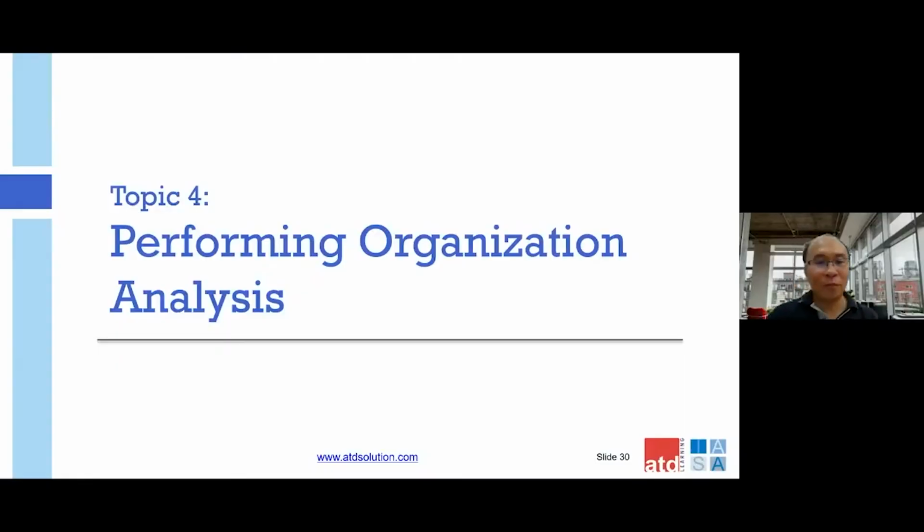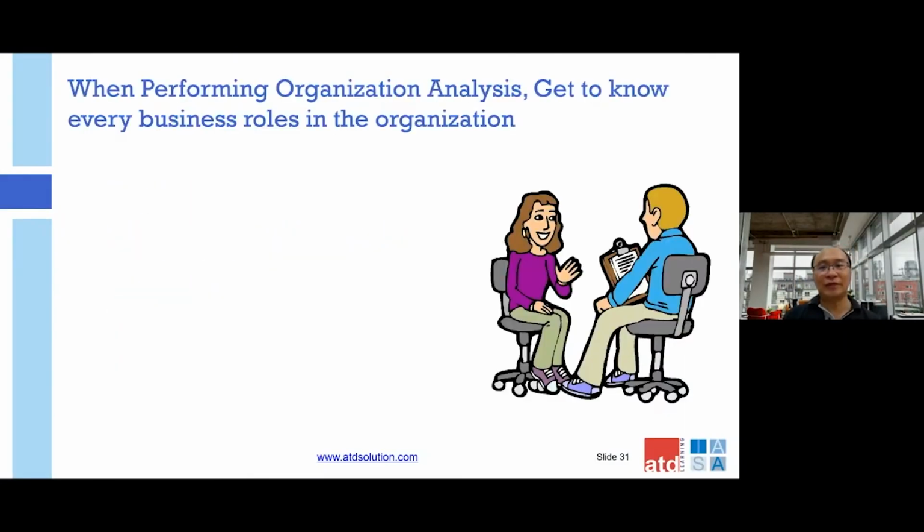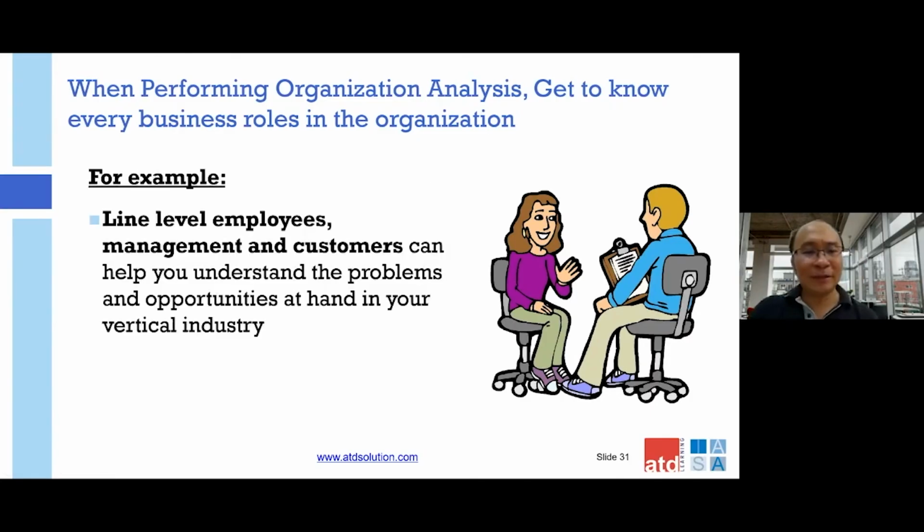Topic number 4, performing organization analysis. So after we get to know all the external information and benchmarking, we now need to know what business roles actually exist in our organization and what they do. For example, line level employees, management and customers, we need to understand what opportunities are at hand. Maybe we want to find out the top 5 or top 10 customer complaints when you're having dialogue with your customers. We need to look at this opportunity at hand.